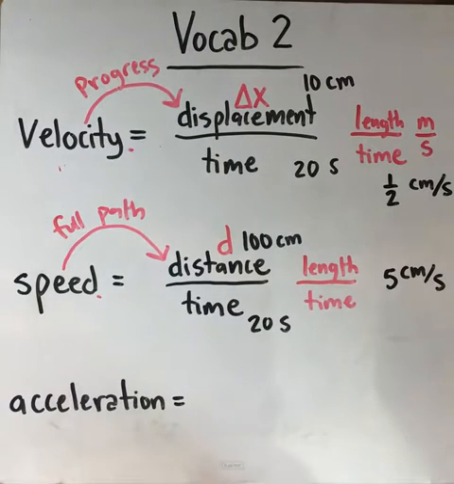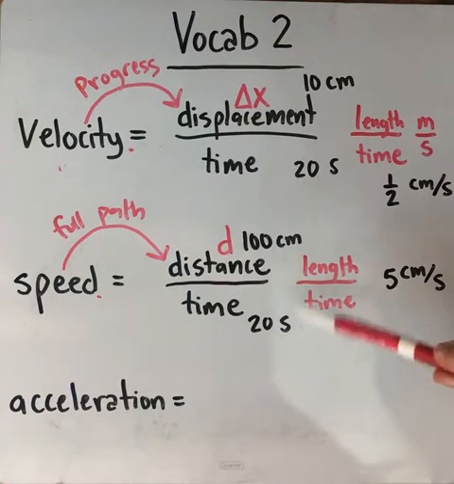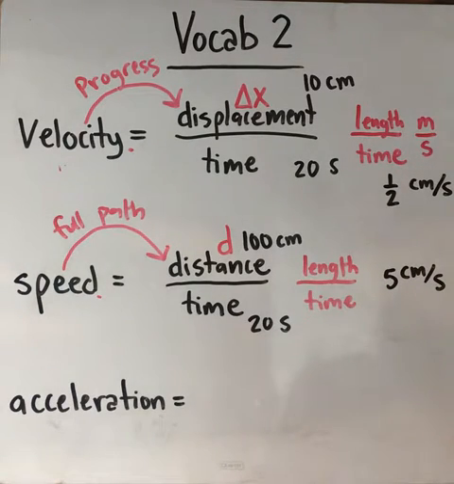So notice that velocity and speed can give you very different numbers. If the object follows a straight line, then speed and velocity will give you the same value. But if the object squiggles or wiggles at all, then speed will give you a bigger number than velocity. And this is just because if you're squiggling and wiggling, that's not the most efficient path to follow.